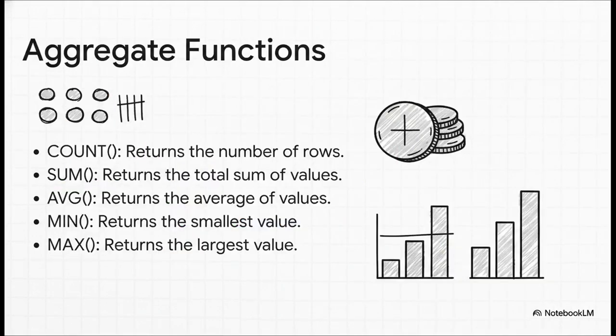And these functions, they're the partners in crime for group by. Together, they answer the most important business questions you can think of. You know, how many orders did each customer place? That's count. What was the total revenue per region? That's sum. What's our average sale price? You use AVG for that. This is literally how you turn raw data into real intelligence.